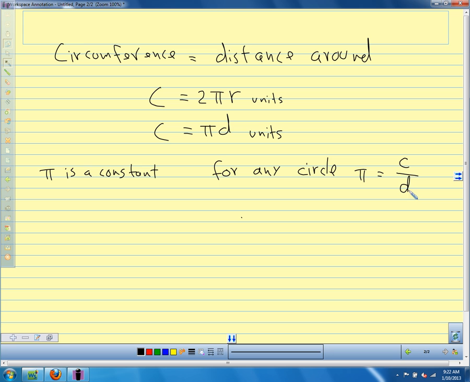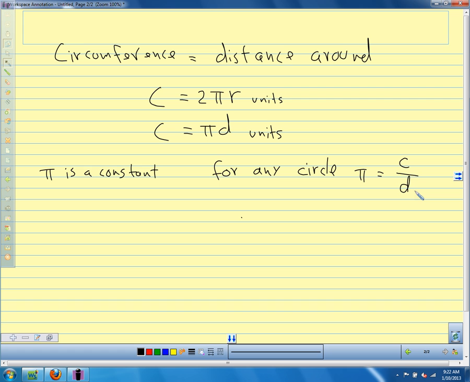It's really important, it's really cool, and to me the idea of pi and this relationship between the circumference and the diameter of a circle is really kind of special. So it's kind of cool that we can talk about it.